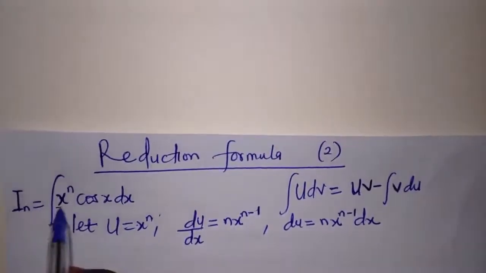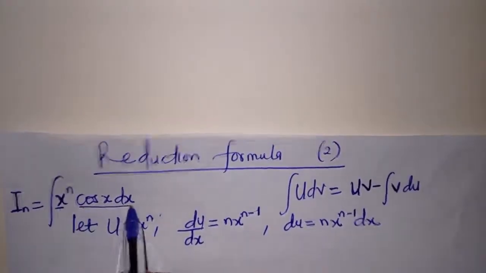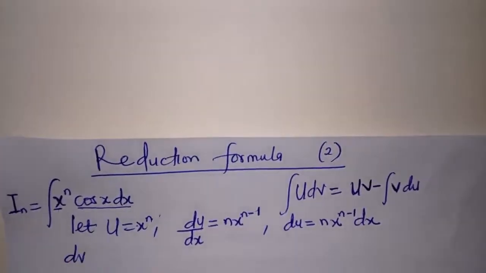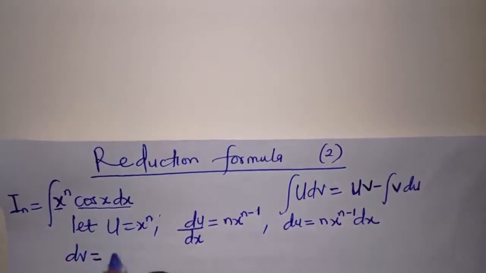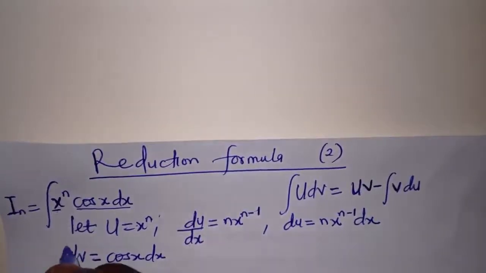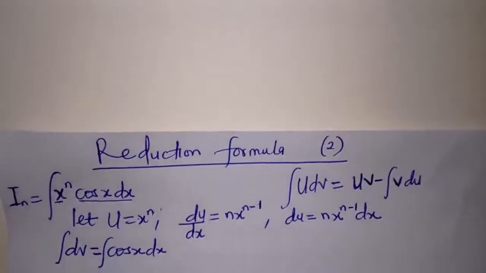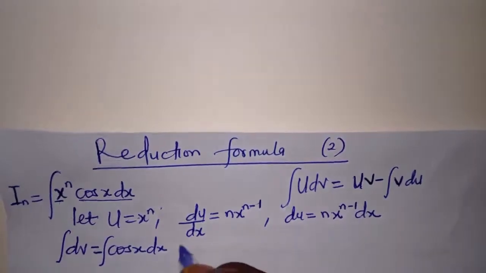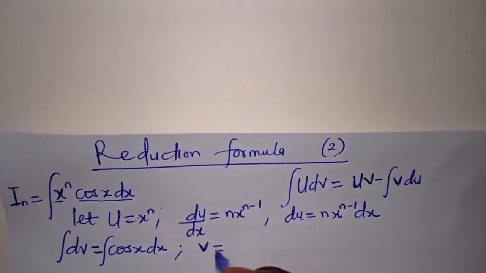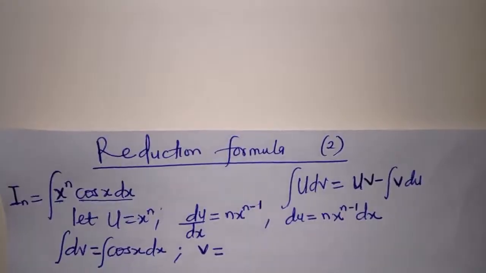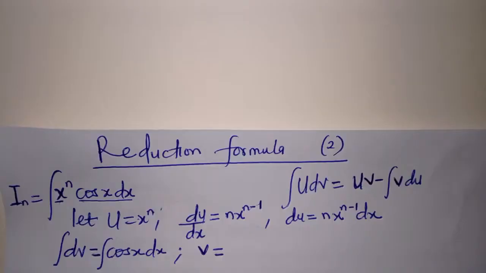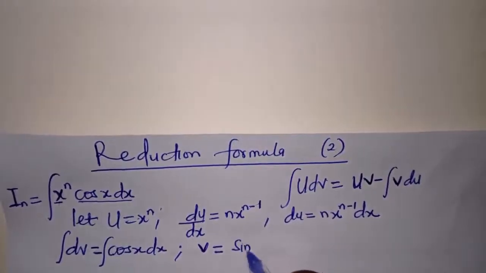We have chosen this as u. It means that the other part of it will be dv. dv is simply equal to cos x dx. So to get v, we integrate both sides. The integral of dv is v. And the integral of the cosine function is actually the sine function. You know, if we differentiate sine, we get cos. So integrate cos to get sine. That will be sine x.